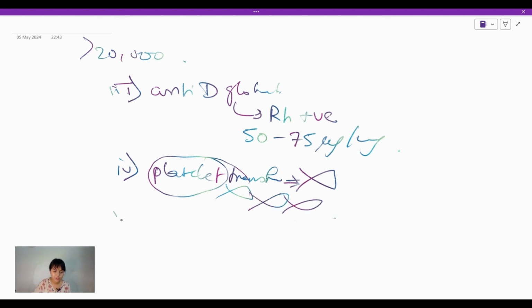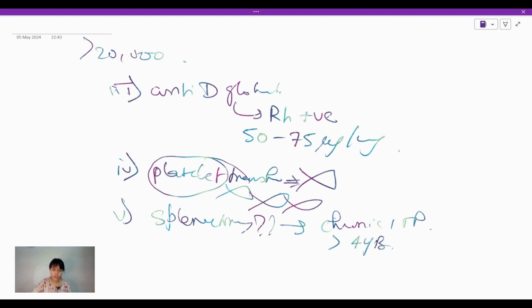Clear? Next question is of splenectomy. Are you going to do splenectomy? Yes. In a case of chronic ITP, you will be doing splenectomy and the age should be above 4 years. Clear? So this is all about the management of acute ITP, right?